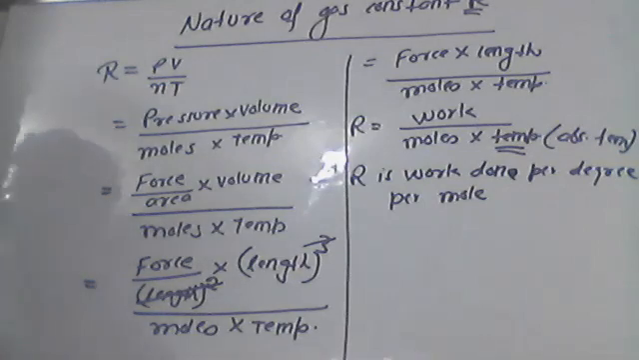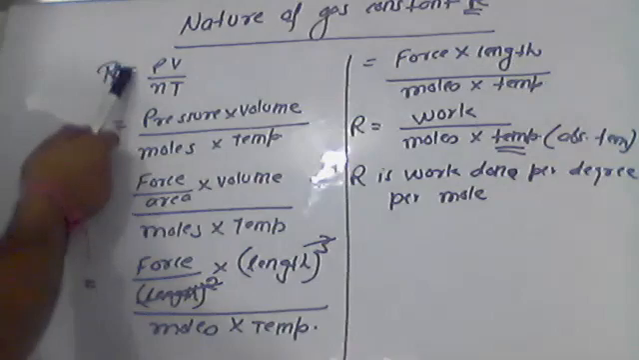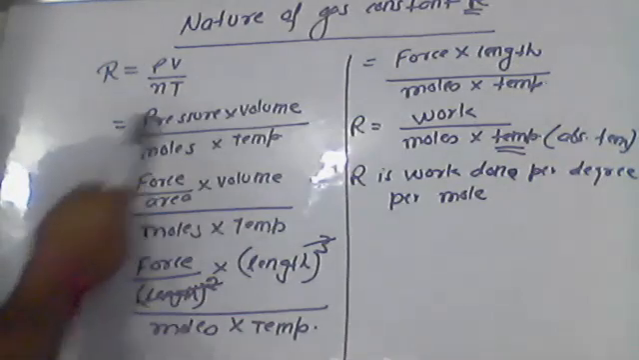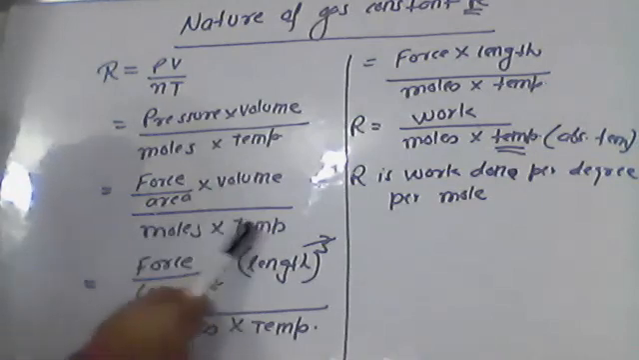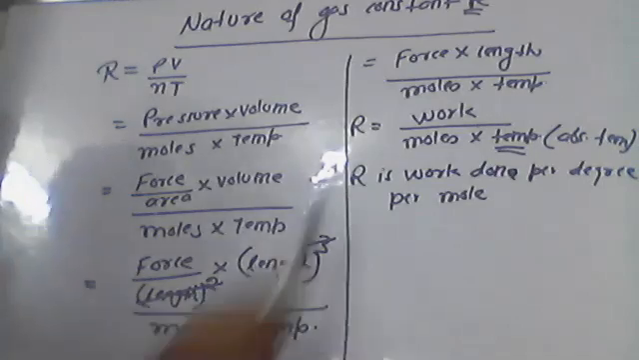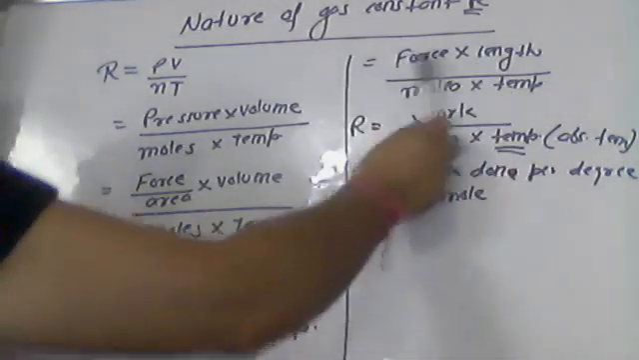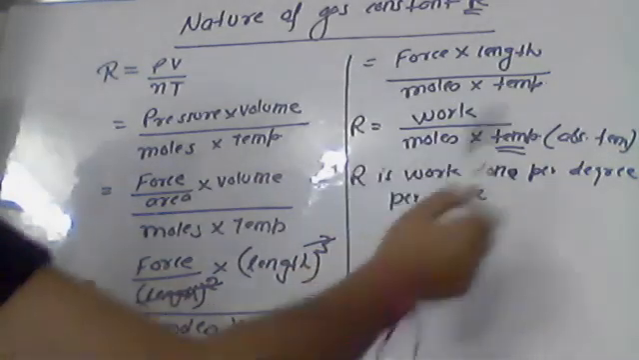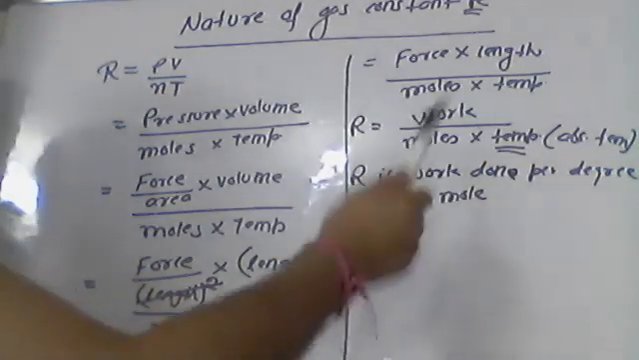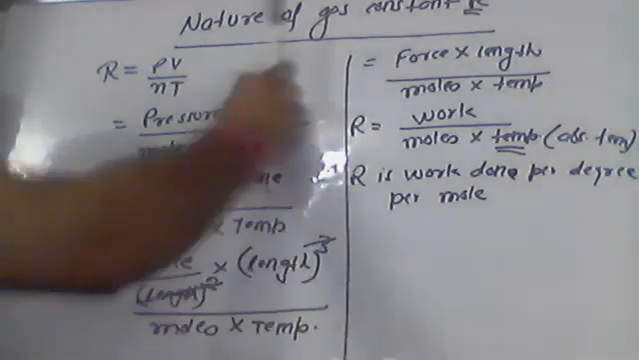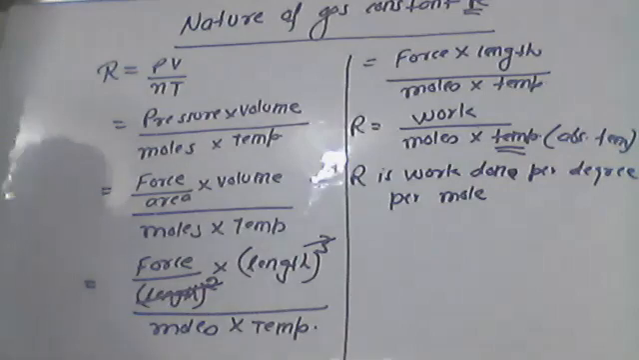Just see here, I'm going to derive the relation again from the beginning. R is equal to PV over nT, pressure into volume, moles into temperature. Pressure is force per unit area into volume, mole into temperature. Area we converted to length squared, length cubed, the length squared cancels out. Force into length, mole into temperature. Force into length is work. So basically what is R? R is the work done per mole per degree. That is R if you want to discuss the nature of R. So it is a very simple topic.